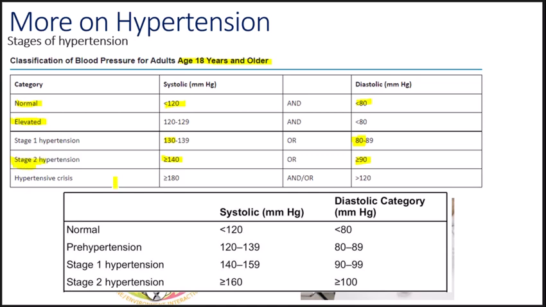Now, what's interesting is that prior to 2017, 140 over 90 was considered hypertension. But now we know that it's 130 over 80. And any medical doctors that you speak to that have not read that there has been a change in these recommendations would tell you 140 over 90. But 130 over 80 is the start of hypertension.